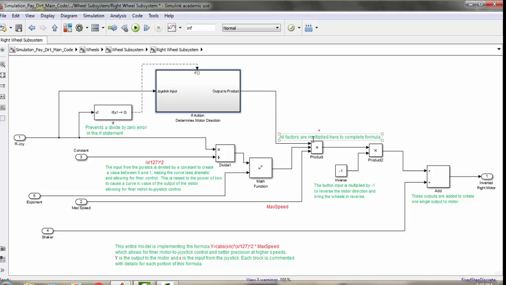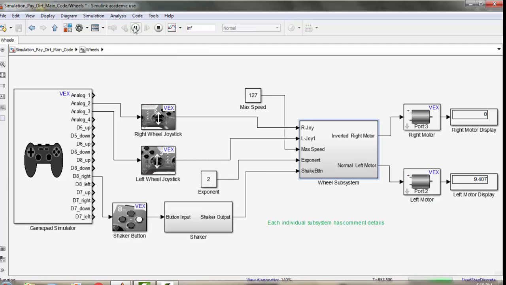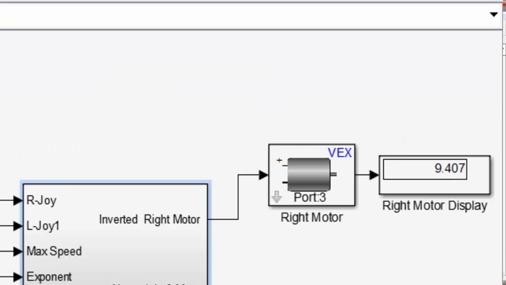Both of these outputs are then multiplied by the maximum speed. These outputs can be shown in simulation here.